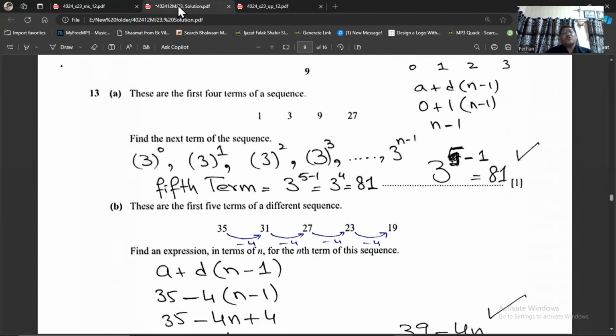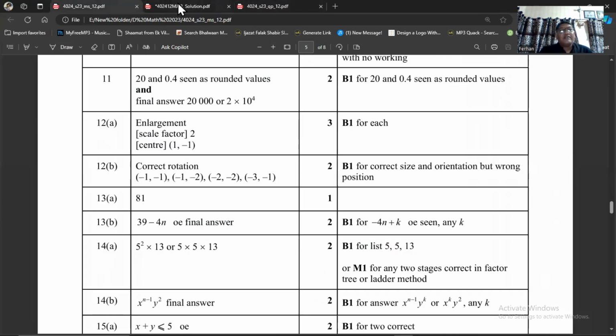Okay. So the next term is 3 raised to power 4, and that will be 81. Then let's check: 81 is the right answer.